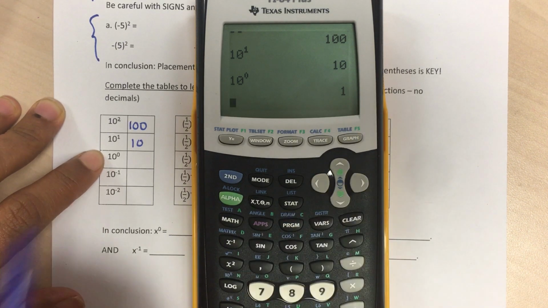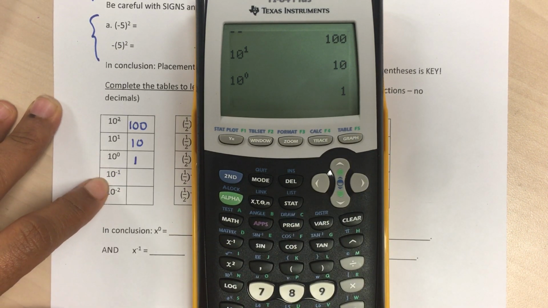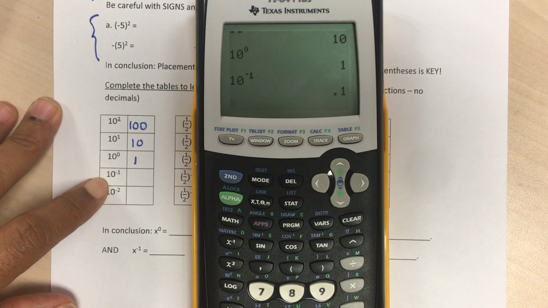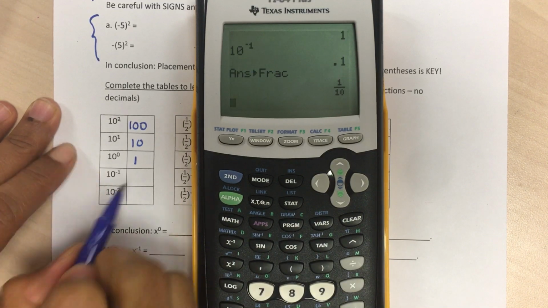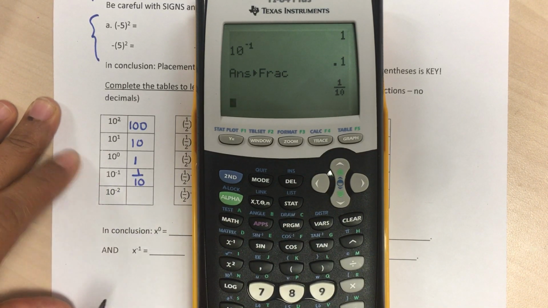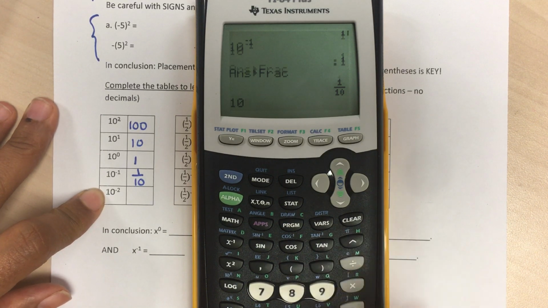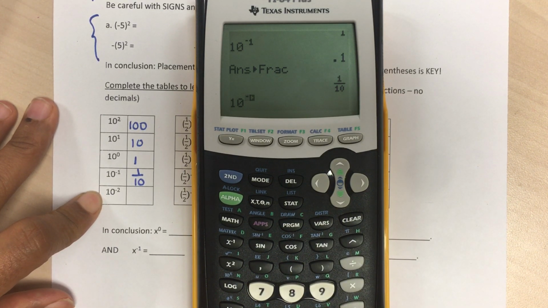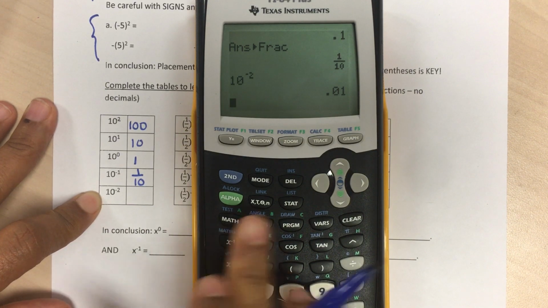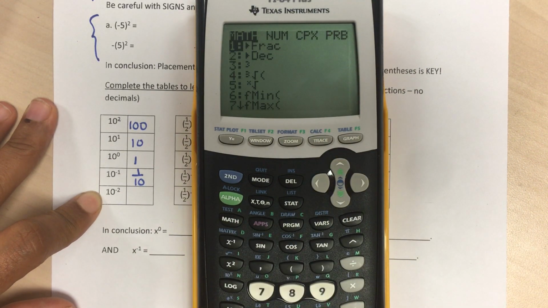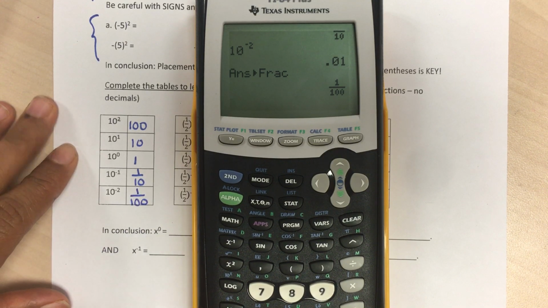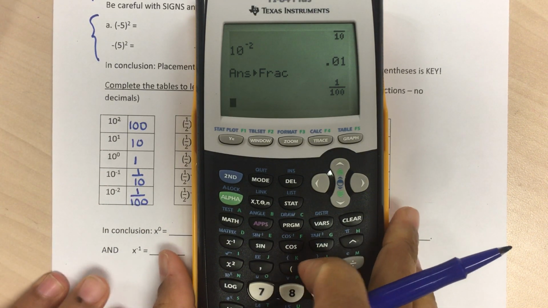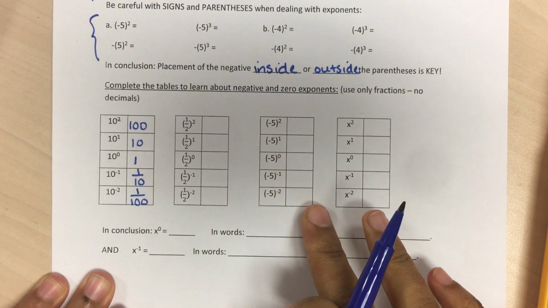How many of you thought it would be 0? It's 1. Okay? 10 raised to the -1 power. Remember, no decimals allowed. Math, enter, enter. 1/10. And then 10 raised to the -2 power. No decimals allowed. Math, enter, enter. And we get 1/100. I want you to complete all the following tables just like that.